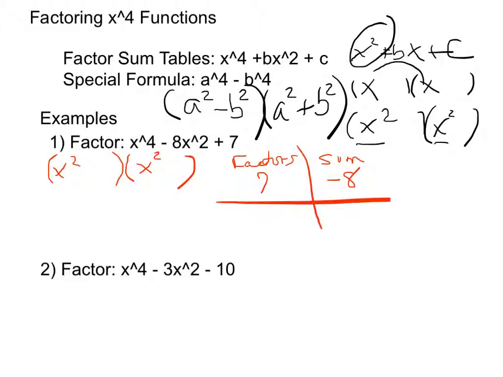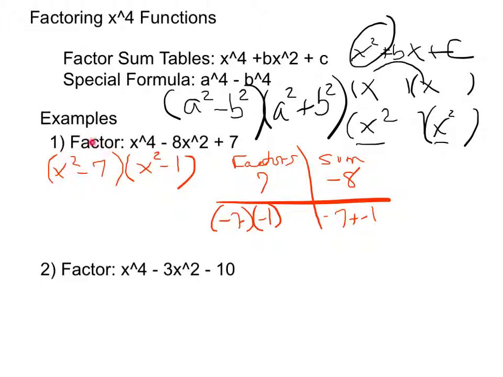This is, remember, my table to do my guessing and checking. Well, I see that negative 7 times negative 1 is positive 7. Negative 7 plus negative 1 is negative 8. So I'm going to go ahead and say x squared minus 7 times x squared minus 1. Now I have to check to make sure it can't be factored further.